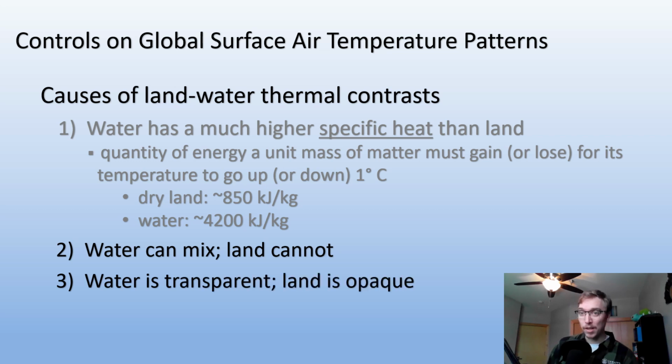Water is also transparent. Land is opaque. Sunlight can penetrate much further into water. It can't penetrate through land. So again, that energy is expended over a much larger area than it would be in the land, which is just heated at the very top, the part that the sun can hit.